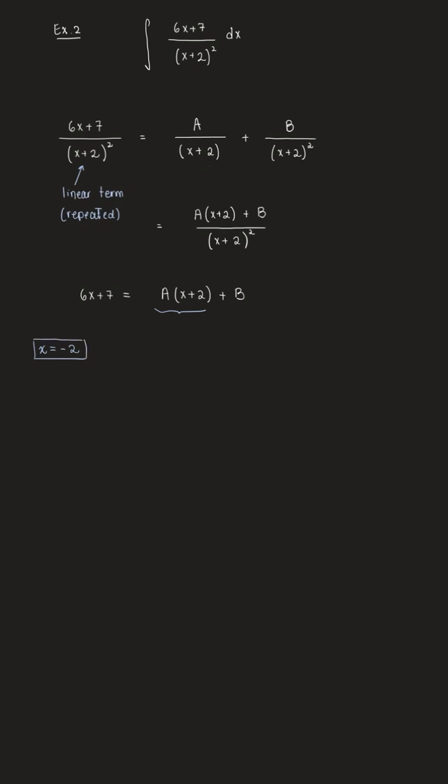But we have to put negative 2 into the entire equation so that it stays balanced. On the left, we're going to have 6 times negative 2 plus 7. And on the right side, negative 2 in the first term will give us the 0, so we'll just have B. So this will give us the value of B. That's negative 12 plus 7 equals B. So we can see that B will be negative 5.